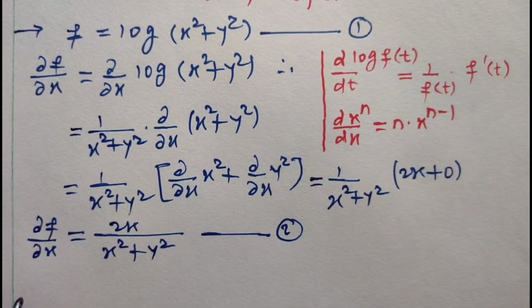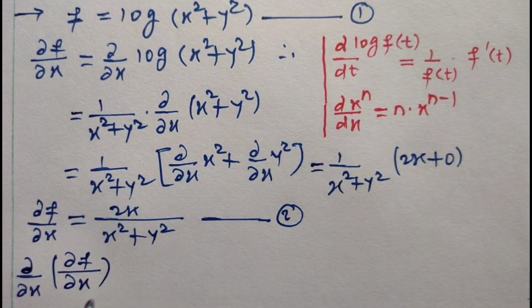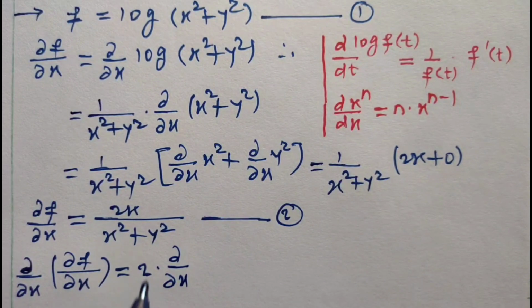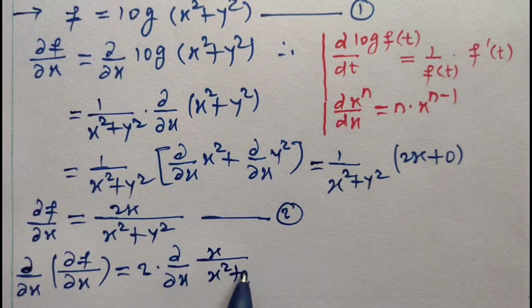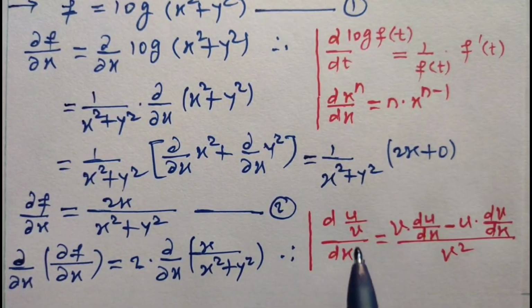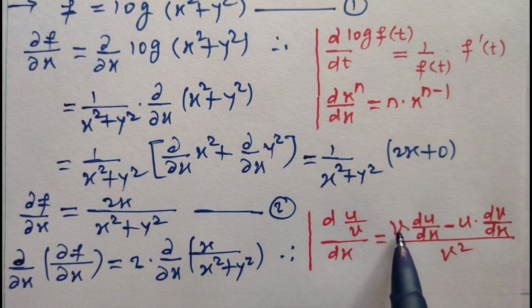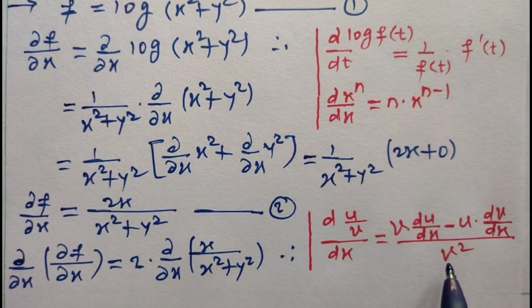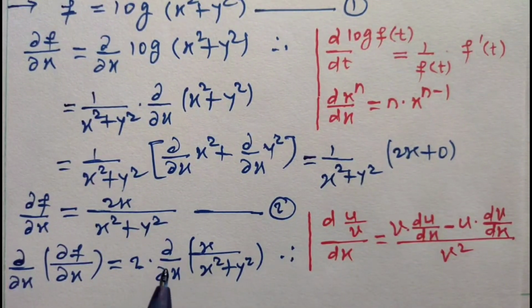partially differentiate result number 2 with respect to x on both sides. Hence derivative with respect to x of the left hand side ∂f/∂x is equal to partial derivative of the right hand side with respect to x, taking constant coefficient 2 outside this derivative sign, x upon x² + y². Now we know this formula: derivative of u upon v with respect to x is equal to (v into derivative of u minus u into derivative of v) divided by v². You have to remember this formula because we are partially differentiating with respect to x and x is appearing in numerator as well as in denominator. So we have to apply this formula.